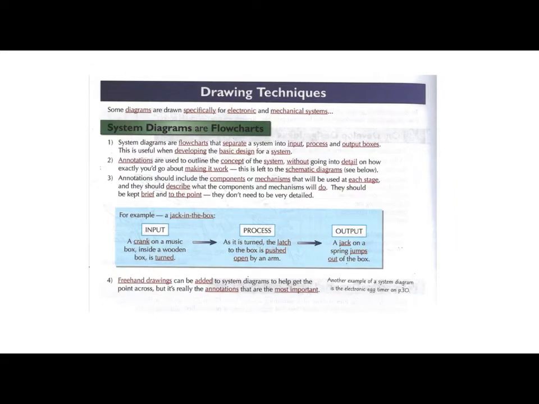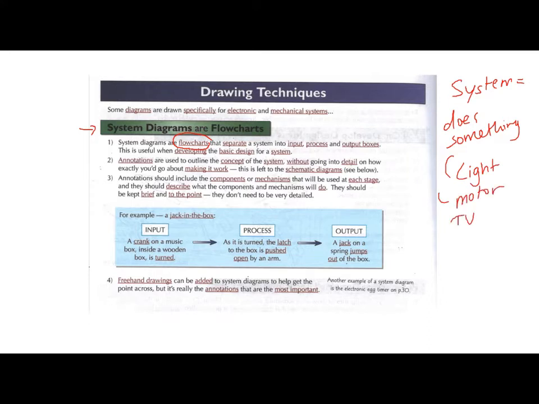So the first one we're going to have a look at is a system diagram. So these are really simple flowcharts that separate a system, and when I say a system, it is basically something that does something. So for example, a light, a car motor, a TV, something that you have to push a button, it does something, and there is an output, so light, sound, the turning of the wheels. So a system is something that does something, so it could basically be a machine of some kind.